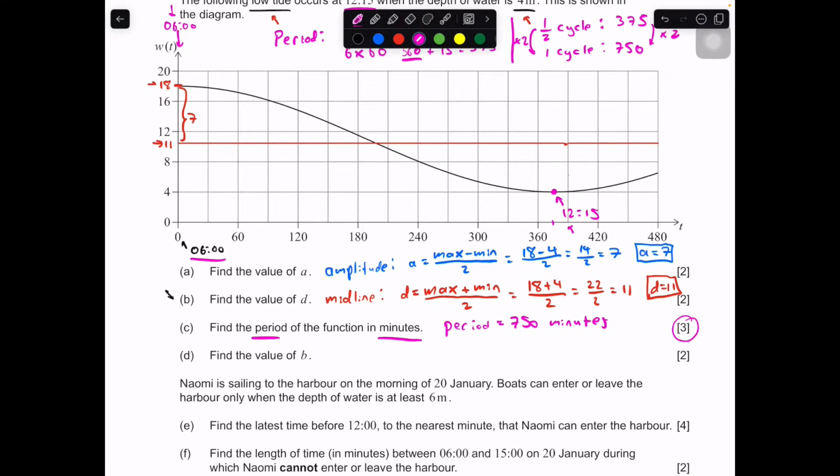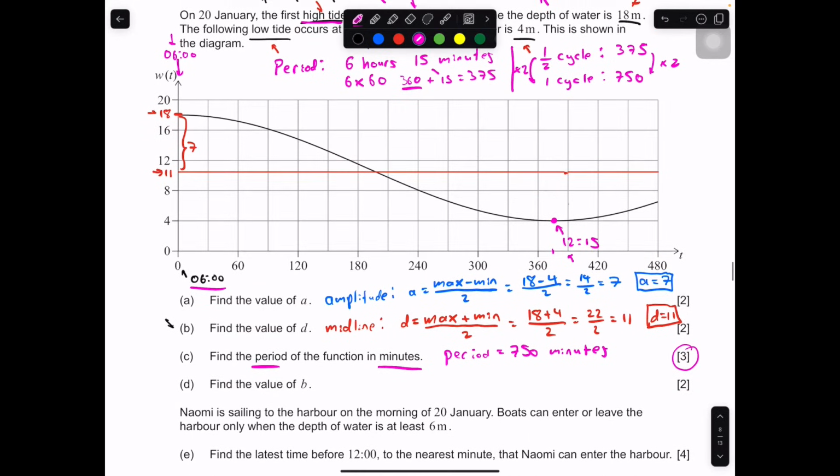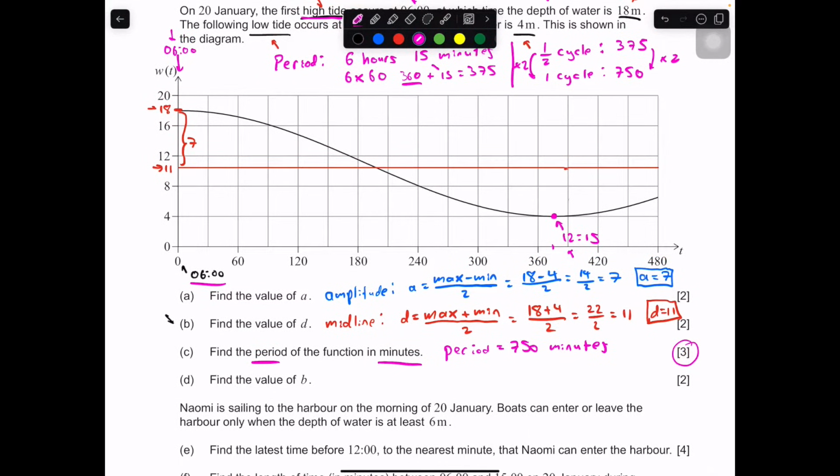So the calculations themselves, we can see they're not super challenging. Essentially it's really knowing where to find the information: max and min, max plus min over 2, and these kinds of things. Period, time taken for a full cycle. But this is otherwise somewhat of a challenging question, at least to get started in some sense.